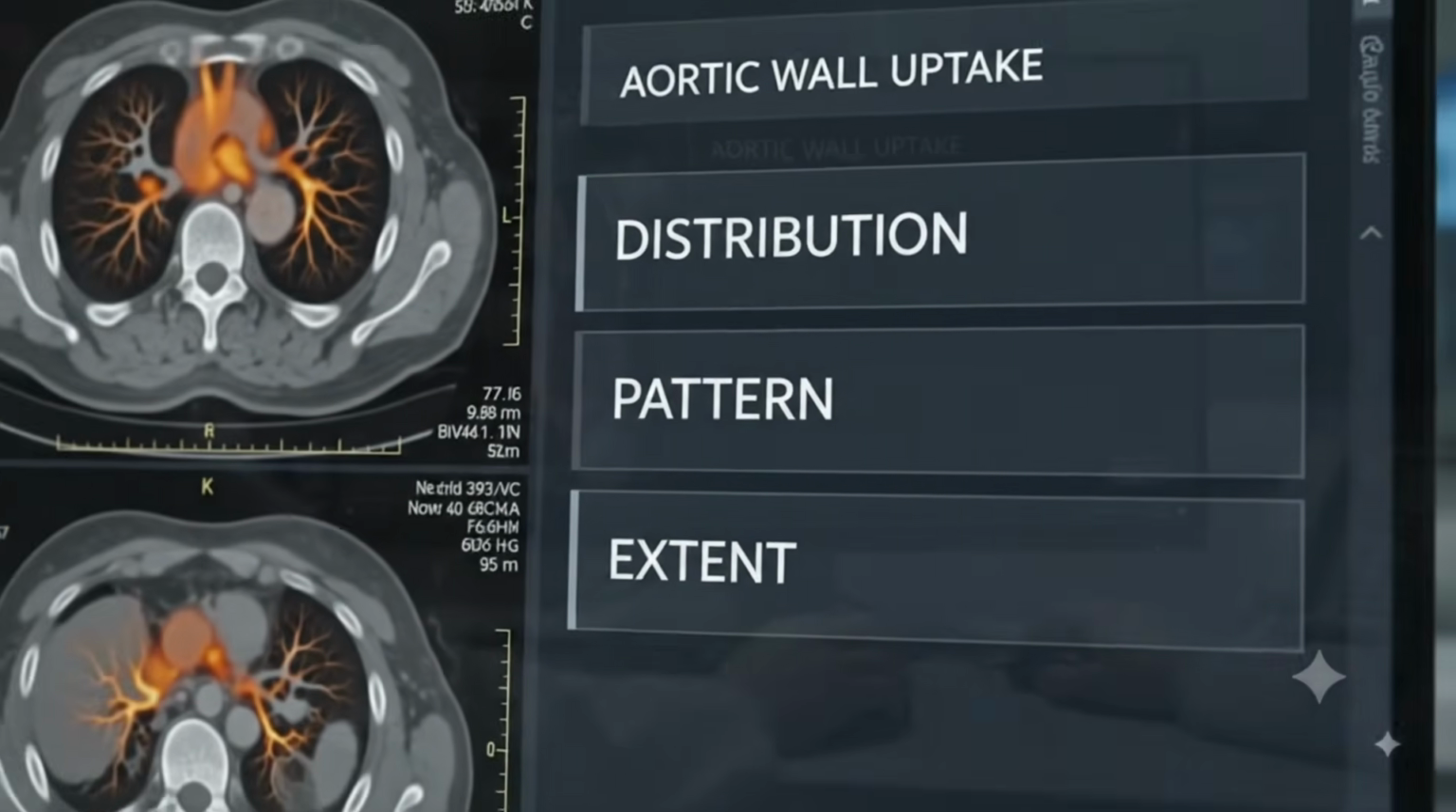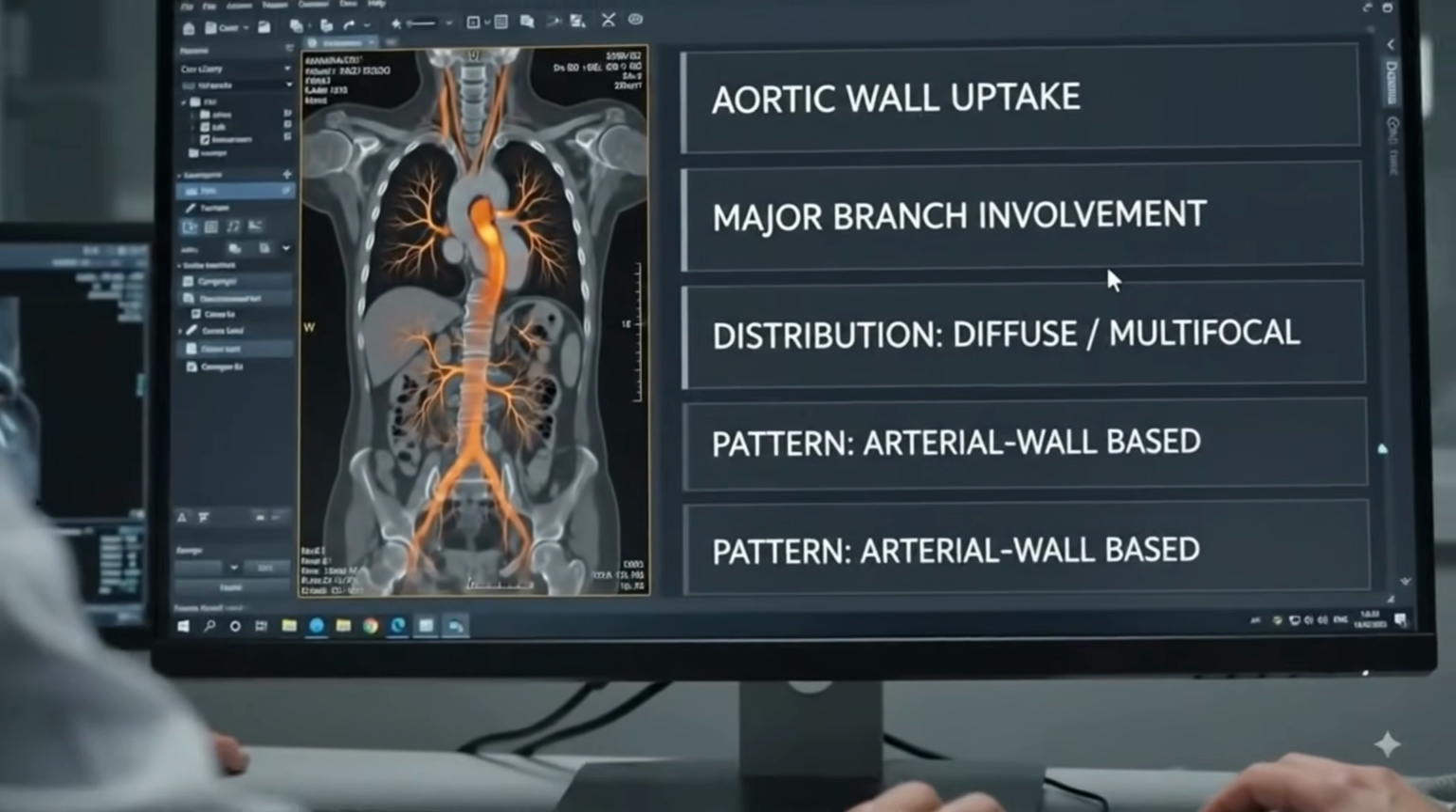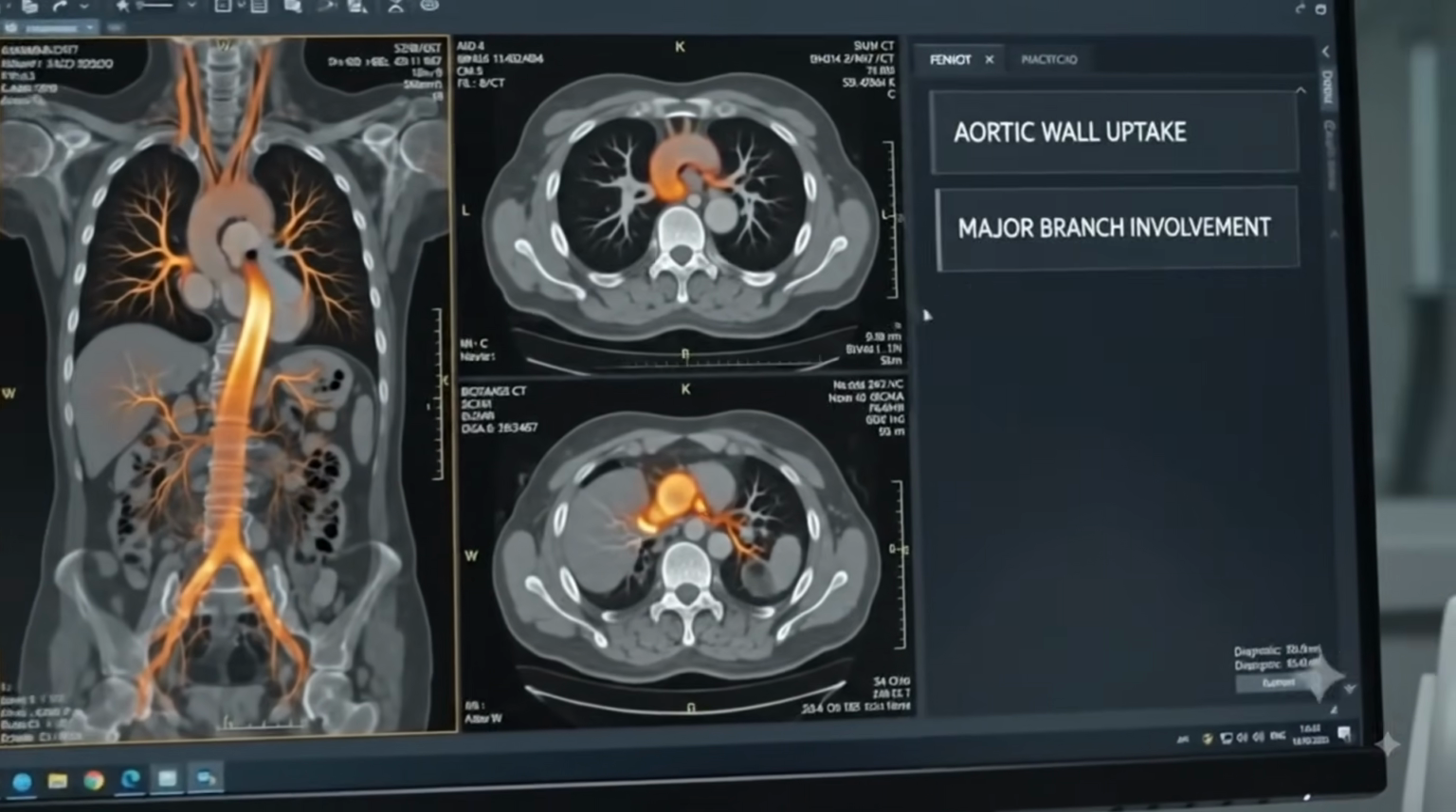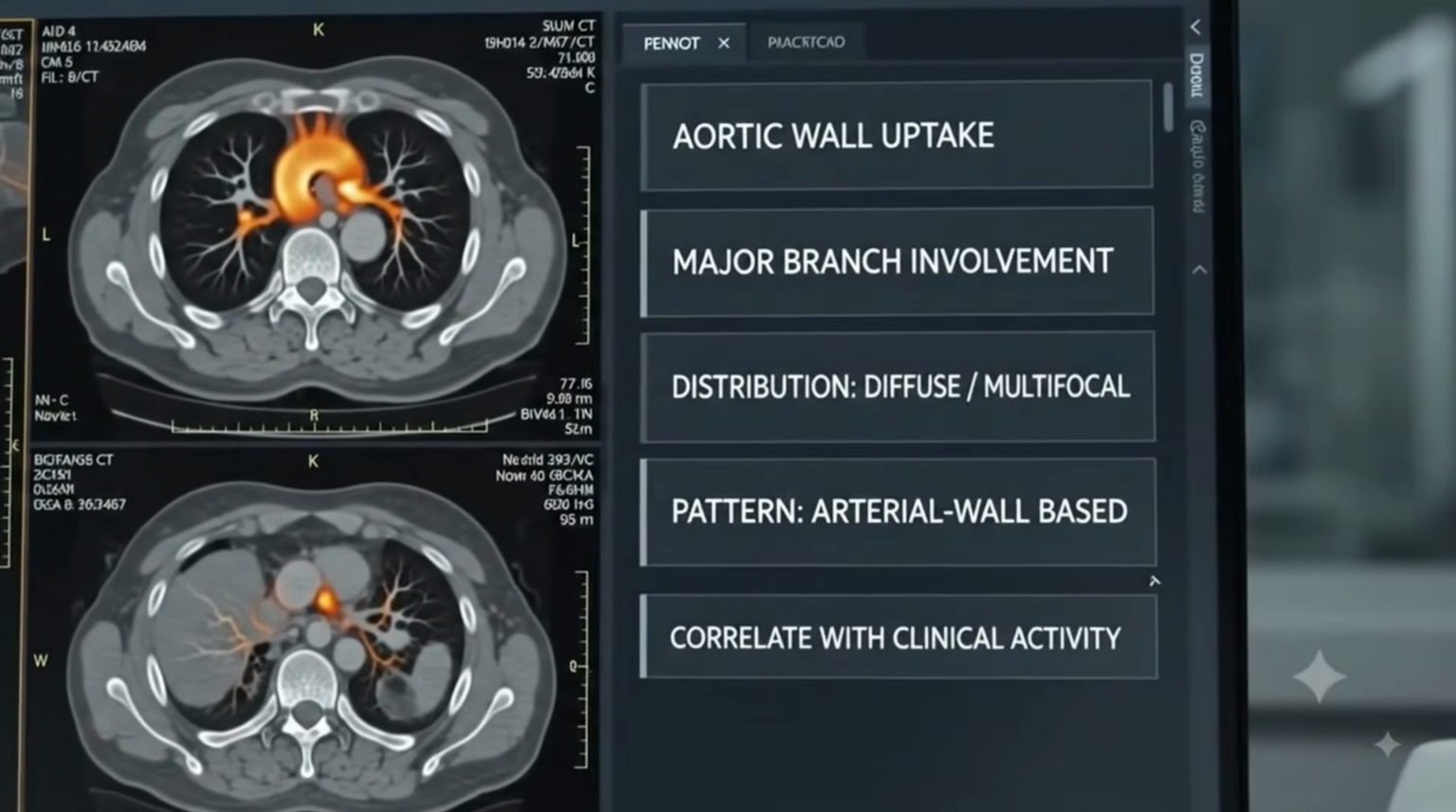A structured report turns complex imaging into actionable information. Distribution, pattern, and extent, with clear correlation to the clinical context.